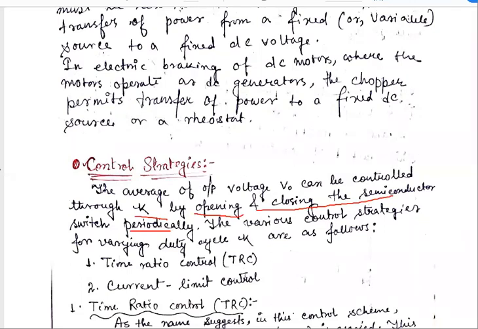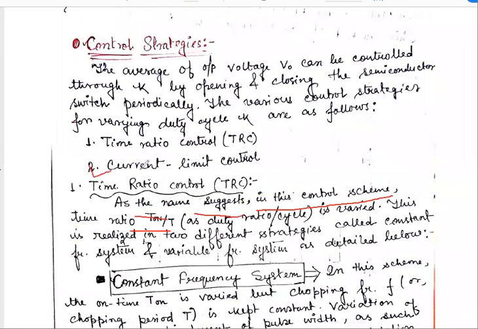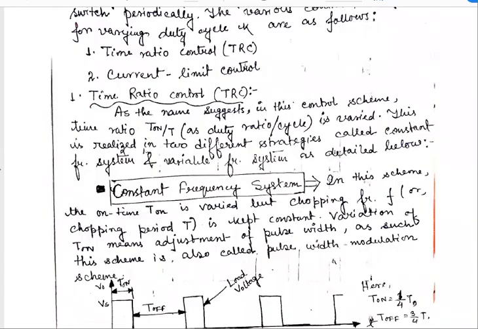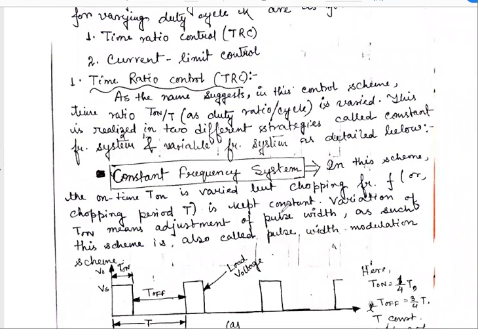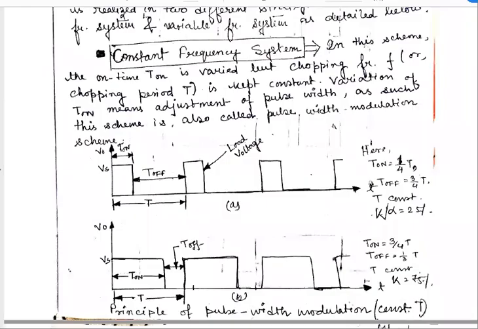So there are two control strategies. One is time ratio control and another is current limit control. At first we discuss time ratio control. In time ratio control, there are two parts: one is constant frequency system and another is variable frequency system. First we discuss the constant frequency system. In this case, the total time period, means the total chopping time, is the same, but we vary the turn on and turn off time. In case of the first waveform, we see that the turn on time is nothing but 1/4 of T.